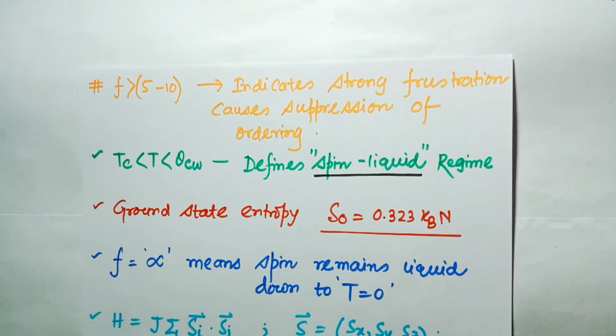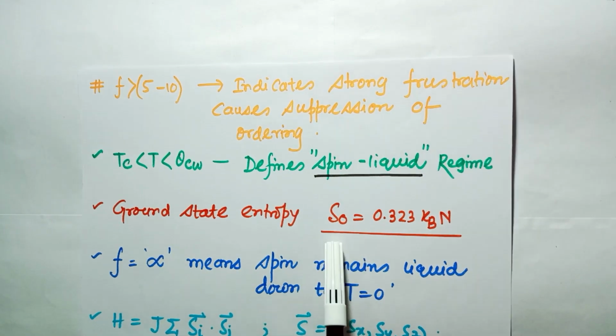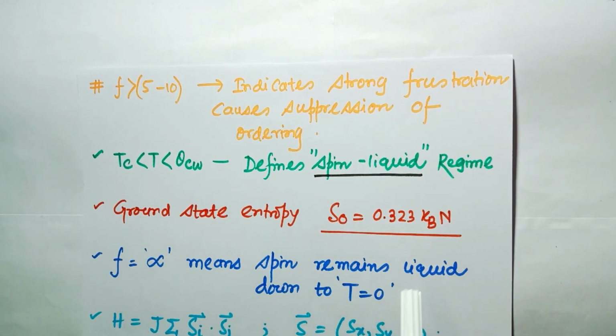We have seen that the ground state entropy is S0 equal to 0.323 kB N, where N is the number of the spins. At low temperature, the spins continue to fluctuate thermally in a correlated manner, and they are restricted to the ground state of the Ising antiferromagnet and form a cell liquid. This is called the spin liquid.